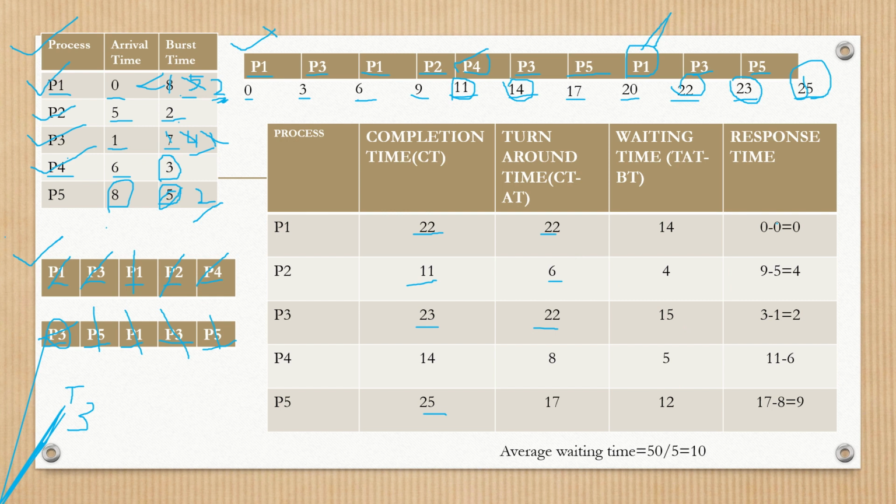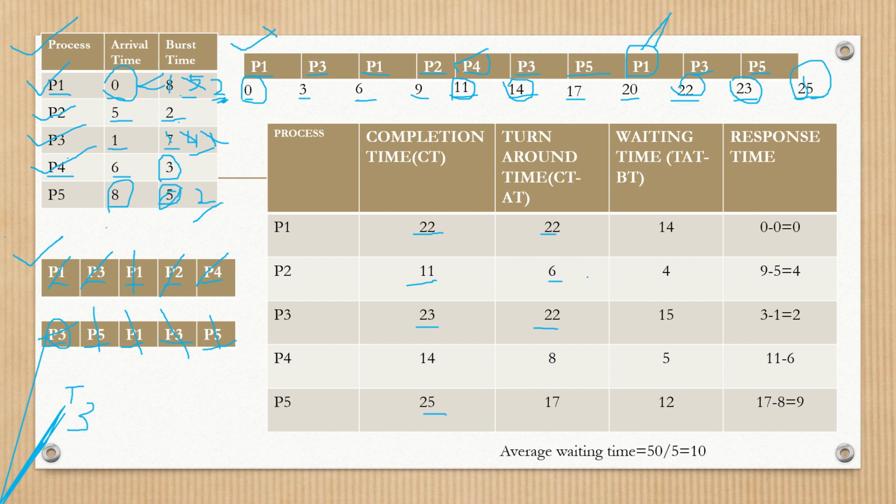Next, response time. What is response time? It is the time it got the CPU minus the time it arrived in the ready queue. That is your response time. Process P1 got the CPU at time 0, and it arrived at time 0. So 0 minus 0 is 0.